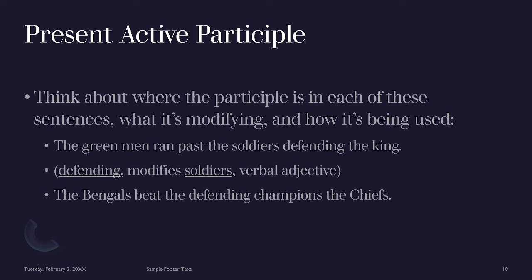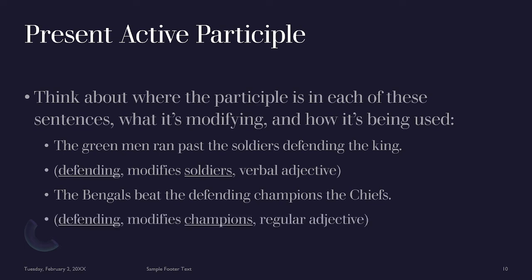All right, so we've got the Bengals. That's our subject. The main action is beat. And then defending is once again the participle. But in this case, no one is defending anything. The word defending is just modifying that word champions. And then Chiefs is an appositive telling us who those champions were. So defending does not have its own direct object. It's just modifying the noun champions. So in this case, the participle is being used as a regular adjective.